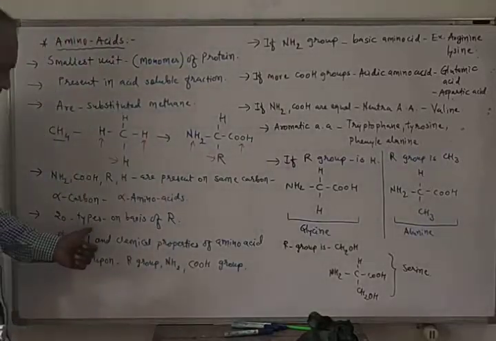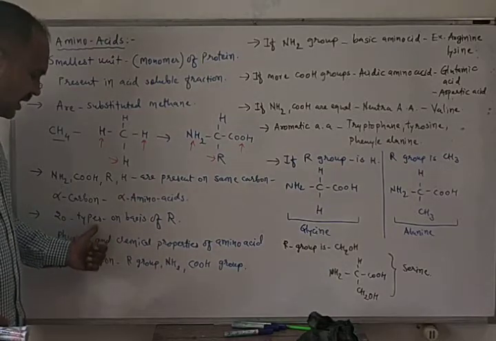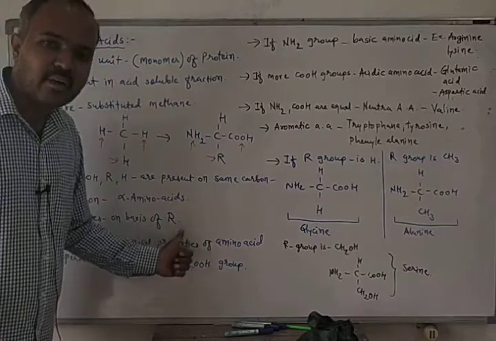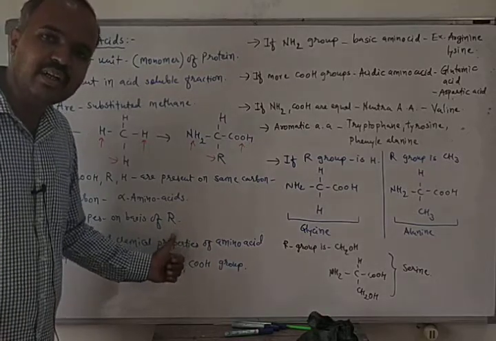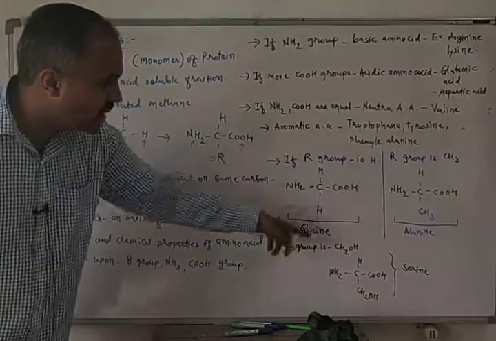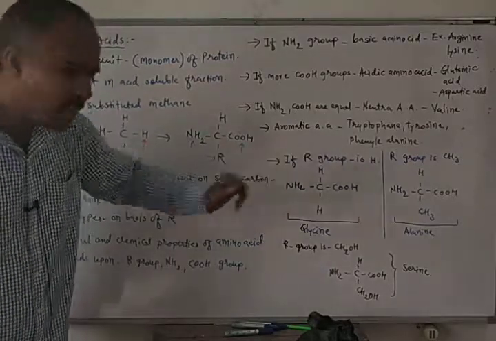So there are 20 types of amino acids, and these amino acids are classified on the basis of the type of R group. Which kind of R group is there, that will decide the type of amino acid. We will see its example over here.